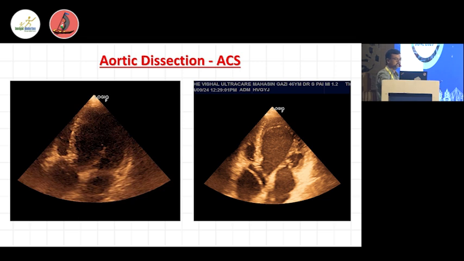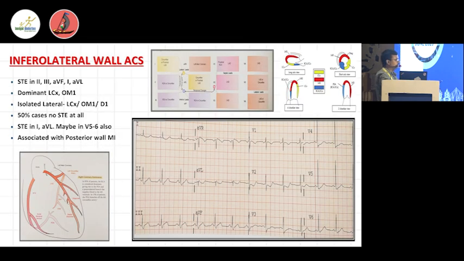Let us come to the anterior wall myocardial infarction, the garden variety. The LAD is the most important culprit artery over here. All the parts are related to this anterior wall myocardial infarction. There can be 4 classical patterns: extensive anterior wall, anteroseptal, lateral or apical.